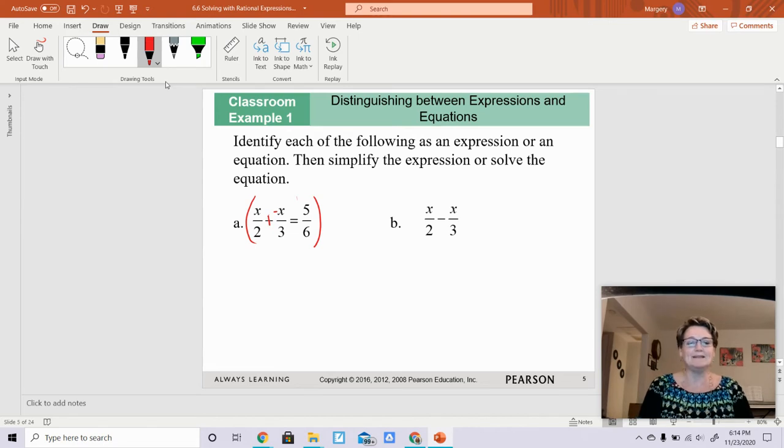A number that 6 can go into, a number that 3 can go into, and a number that 2 can go into. Well, they can all go into 6. So I'm going to multiply this entire equation by 6, okay?